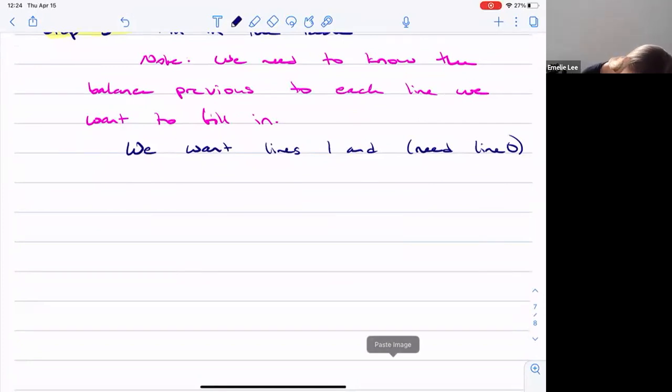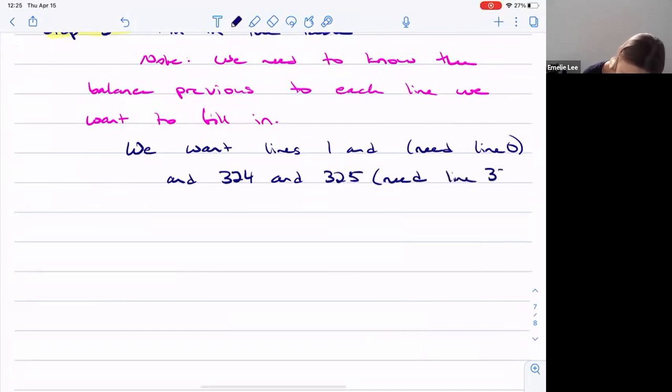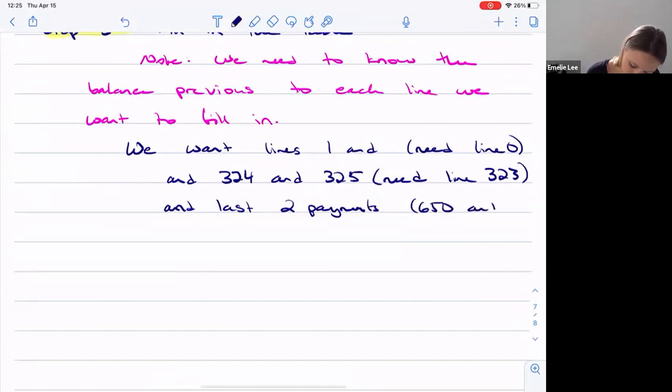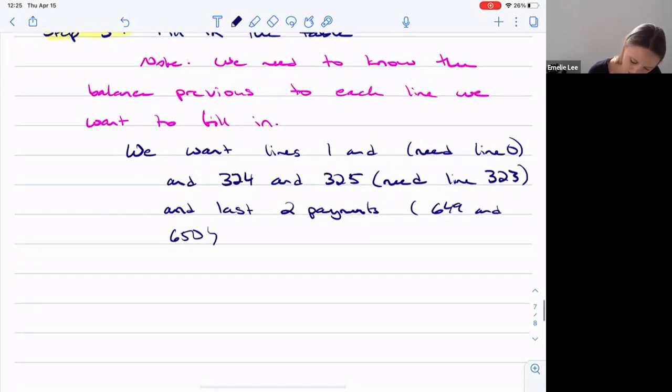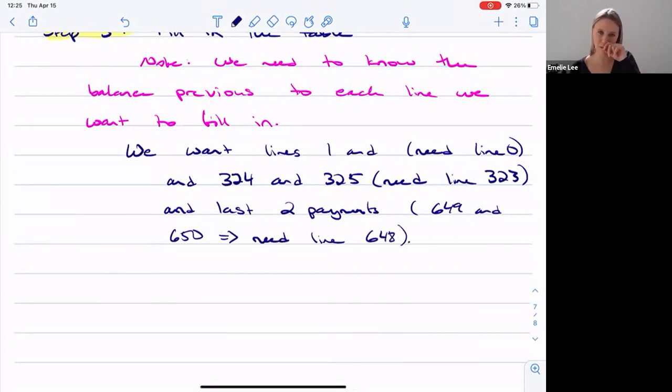324 and 325, which means we need line 323. And the last two payments, which is 649 and 650, right? That's your N that we just found. And so we need line 648. And that's because we need the previous balance.